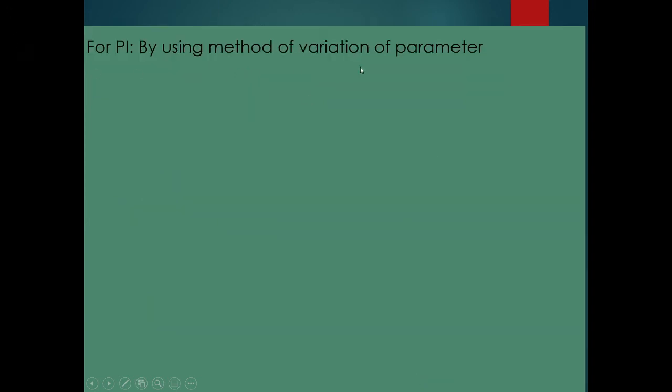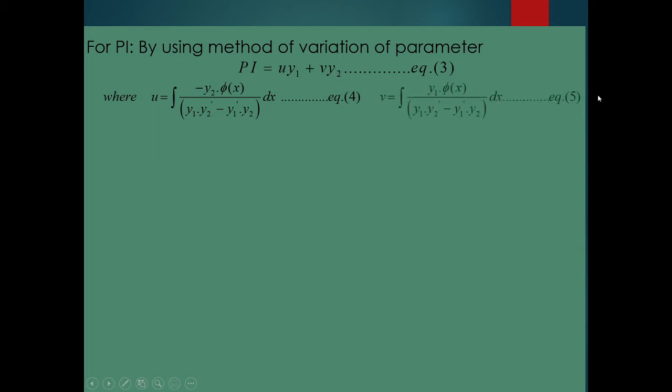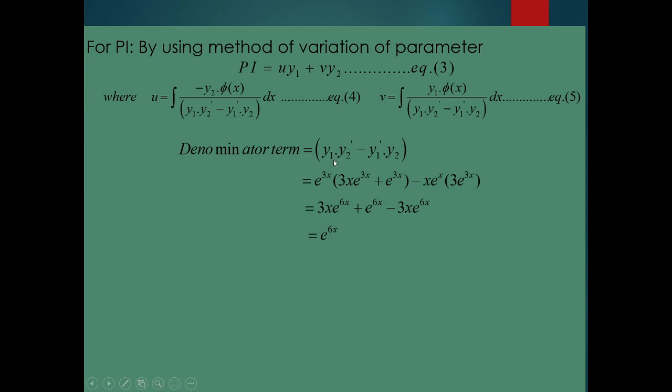Therefore, by using the method of variation of parameters, here PI equal to u y1 plus v y2. For this, u equals equation number 4, this is the formula, and v equals equation number 5, which is the formula. We apply these formulas and find the required values of u and v. Now here the denominator terms of u and v are the same, therefore first we find the denominator term value, y1 y2 dash minus y1 dash y2.